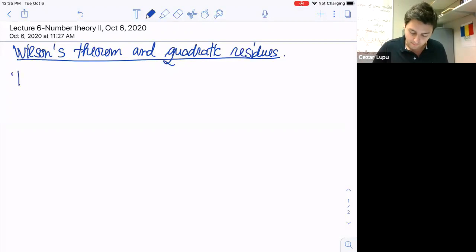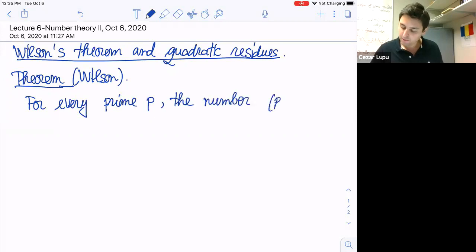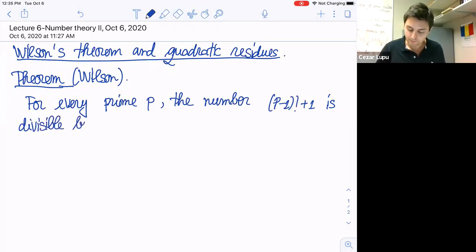Let me remind you the theorem of Wilson, which says the following. For every prime p, the number (p minus 1) factorial plus 1 is divisible by p. So that's Wilson's theorem. It's a very, very important theorem. When you have something relating to the factorial and you want to prove some divisibility about the factorial, always think of Wilson's theorem.